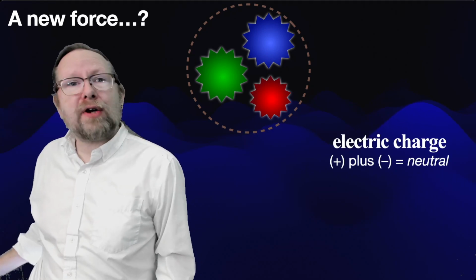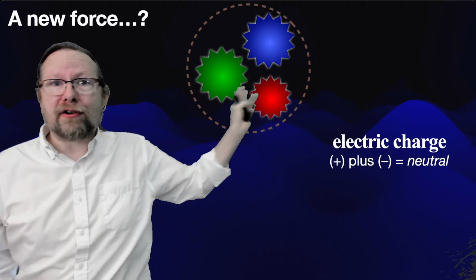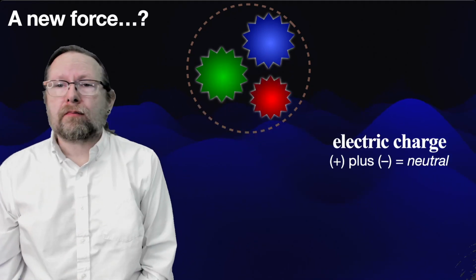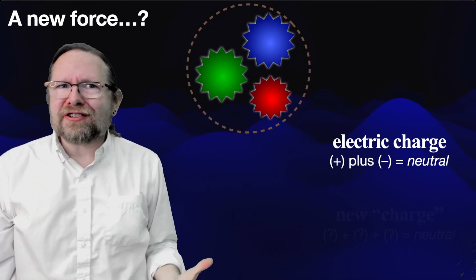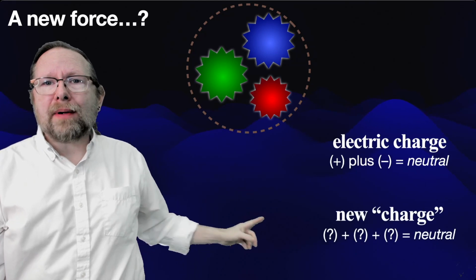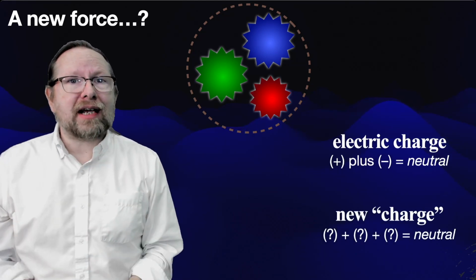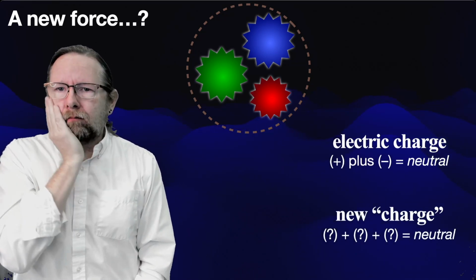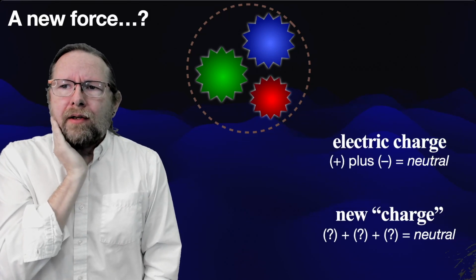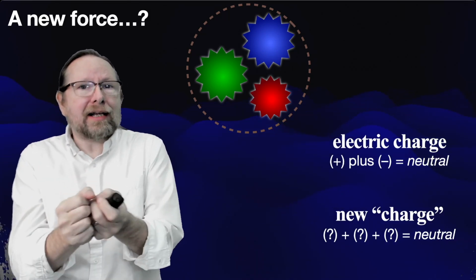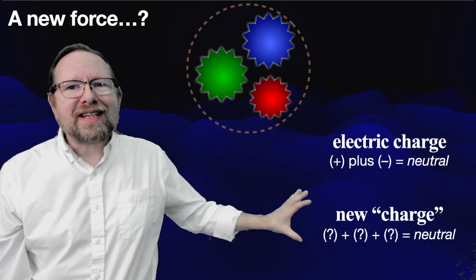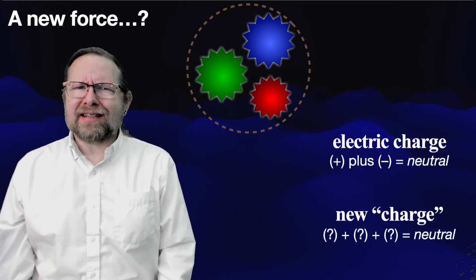Well, proton and neutron have 3 things inside that have to cancel each other out to make this whole thing stable. So we need some new kind of charge. It's not electrical charge, it's something else. And its property has to be that 3 of them add together to make nothing. Now, the analogy of positive and negative is 2 things that mathematically add together to make nothing. What's the analogy of 3 things that add together to make nothing?